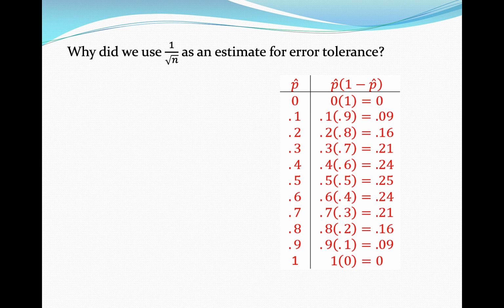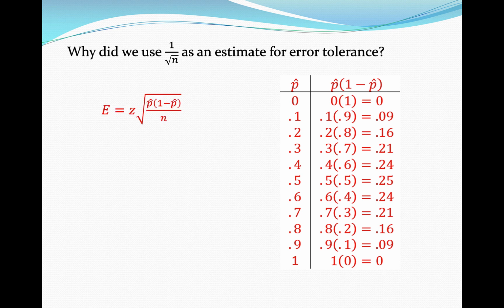So if you look at that table, you can see that the maximum amount of variability you will ever have in a proportion is when the proportion is 0.5, because you get a variance of 0.5 times 0.5, which is 0.25. So that's the most variability you can ever have.